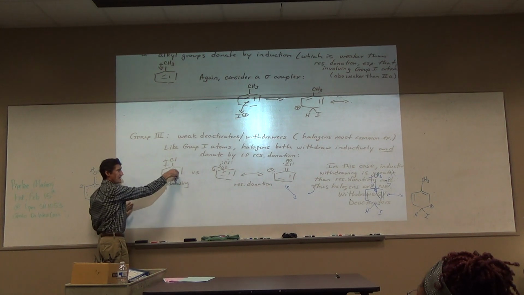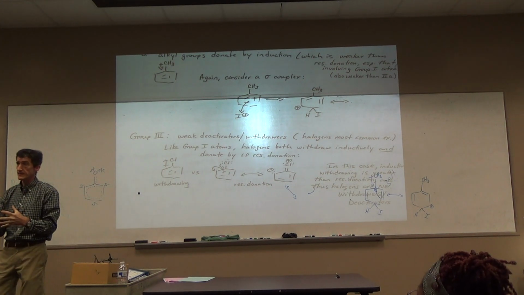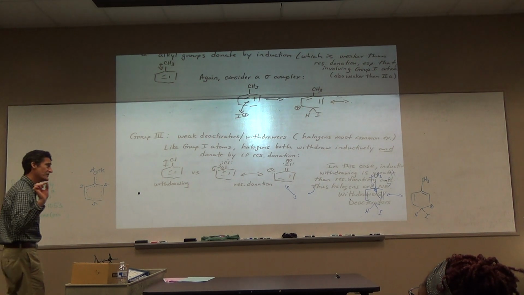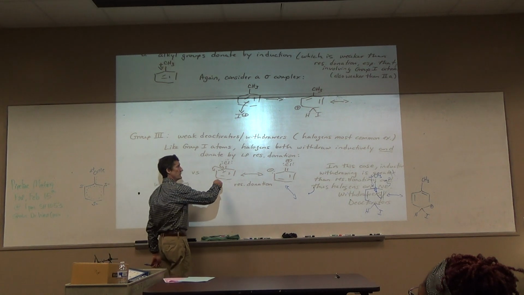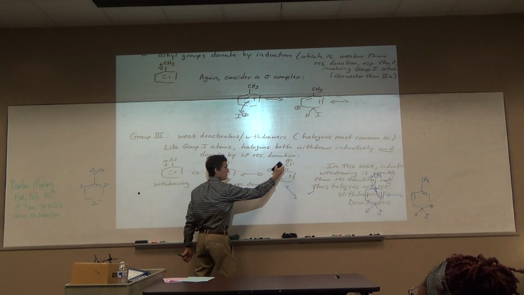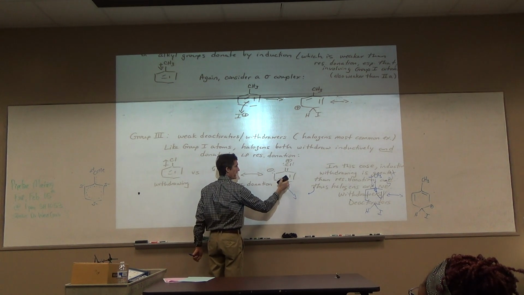Because when we form the positive charge in the ring in our EAS mechanism, the chlorine, what's its net effect? To withdraw. But withdrawing from a carbocation doesn't help the carbocation, it hurts it. But it can do resonance, and the fact that it can do resonance will help with the directing effect. Because this still puts more minus ortho and para.